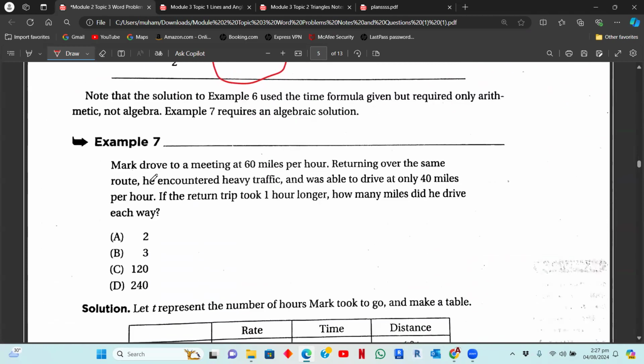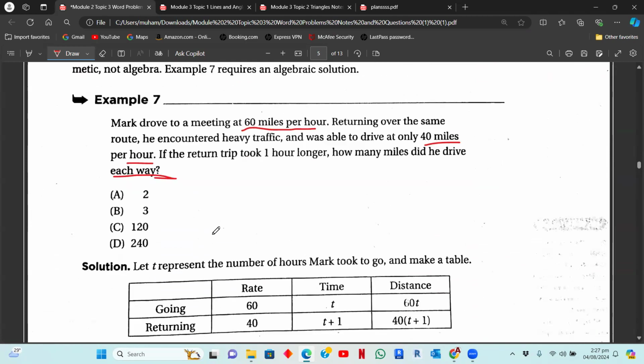Okay. Mark drove to a meeting at 60 miles per hour. Returning over the same route, he encountered heavy traffic and was able to drive at only 40 miles per hour. If the return trip took 1 hour longer, how many miles did he drive each way? Now this also needs to be understood. When Mark was driving to a meeting, let's figure it out.